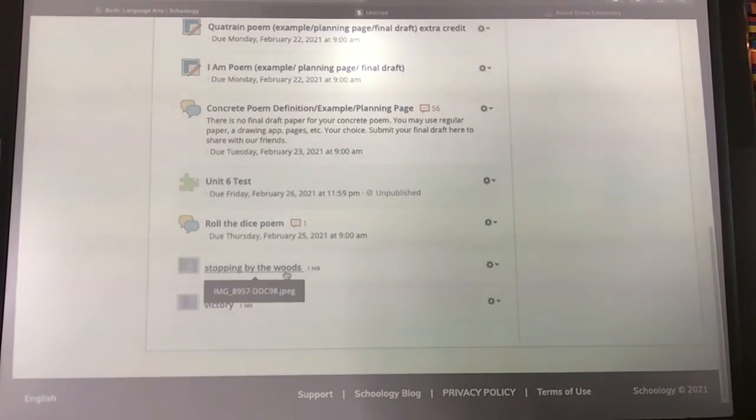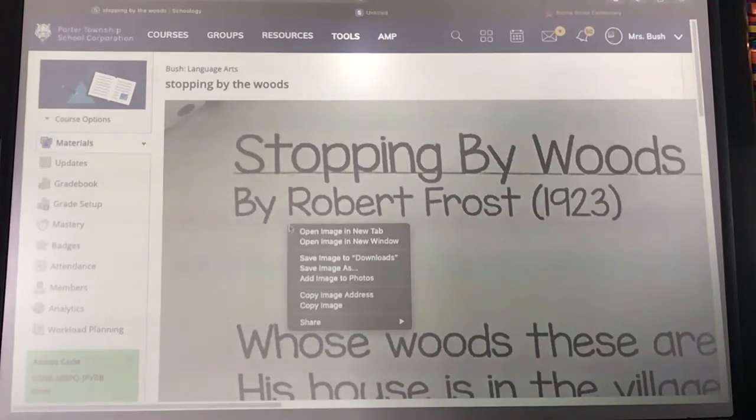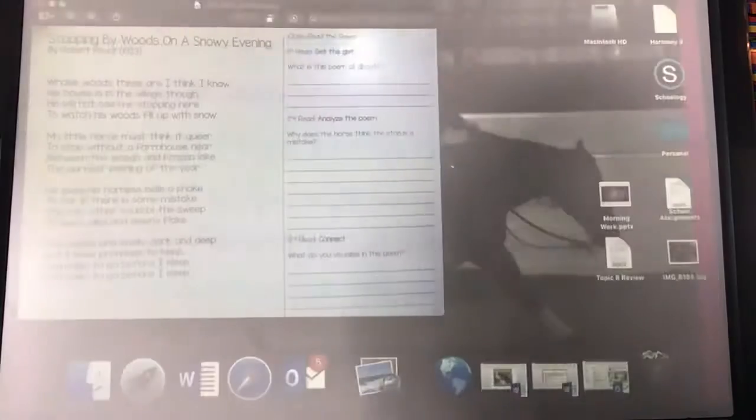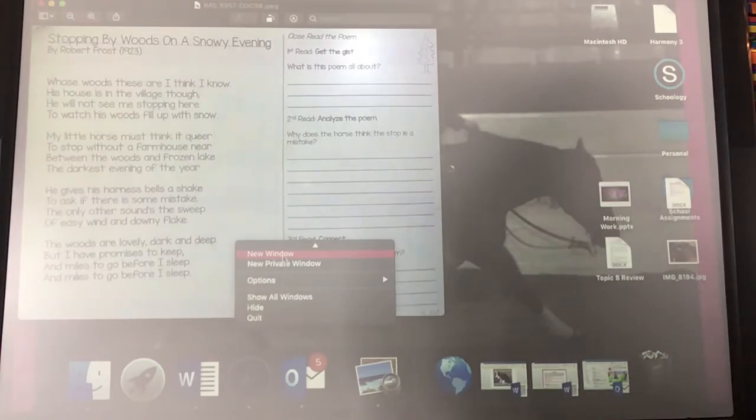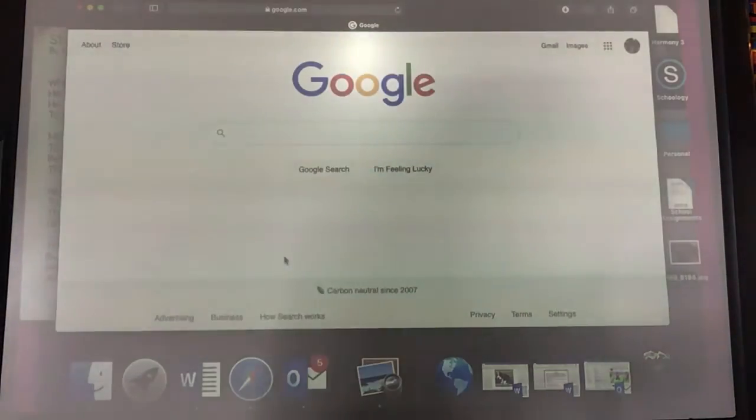Nice. All right, your next one. Find Stopping by the Woods, also on Schoology. This one is by Robert Frost. Robert Frost by far is my favorite poet. I'm actually going to show you two poems here. Hold on.